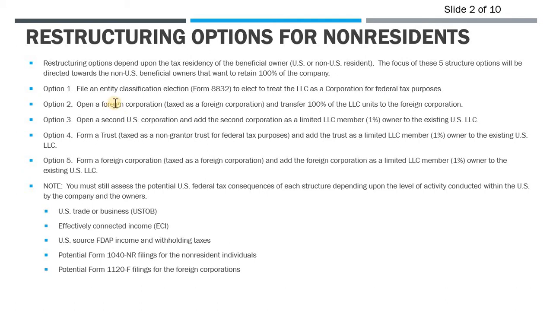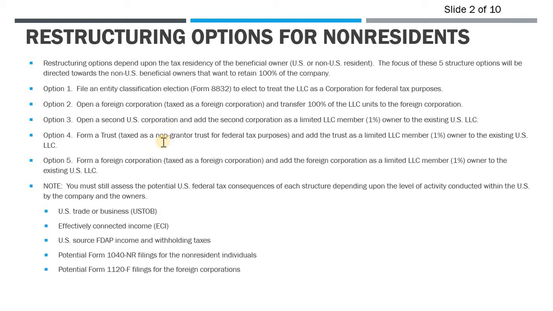So the first one we're going to look at is simply filing an entity classification election. So this will change the LLC to a corp. The second one that we'll look at is opening a foreign corporation and transferring the LLC units to that foreign entity. The third option that we'll look at is opening a second U.S. corp and adding it as a member to the LLC, which is going to create a partnership structure. Fourth option is to create a trust.